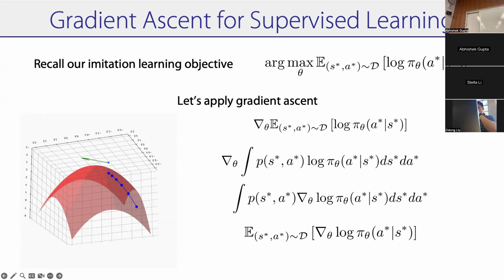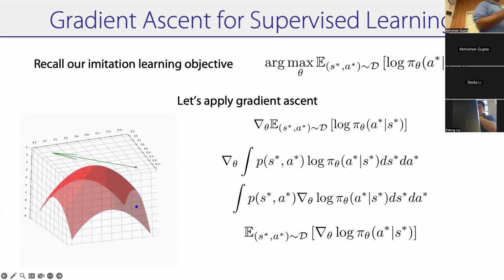But the important thing here is that I've taken the gradient of an expectation and made it the expectation of a gradient. Which means I'm going to sample a bunch of S stars and A stars, compute the gradient for each one, and then average all the gradients. This is what we do in mini batch gradient descent. The important thing was that P of S star A star did not depend on theta. Only log pi theta depended on theta, so you can move the gradient all the way in, and your gradient of expectation is the expectation of gradient.